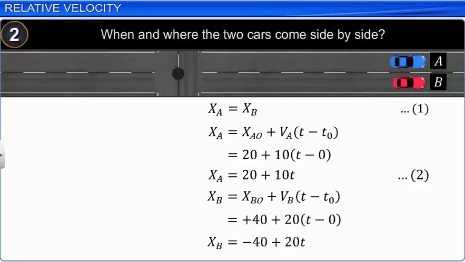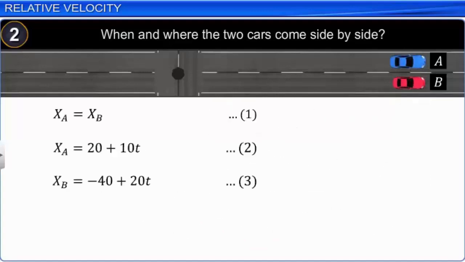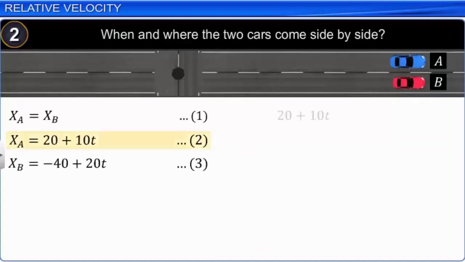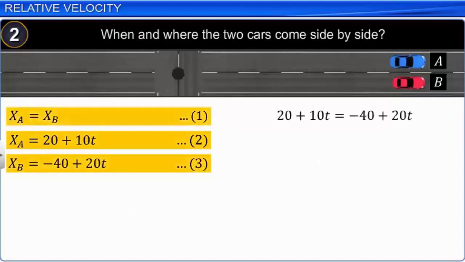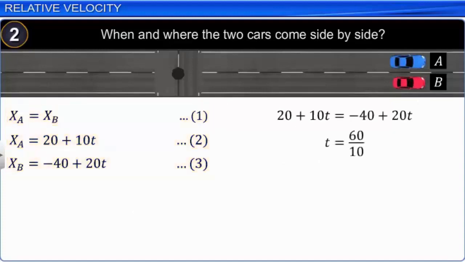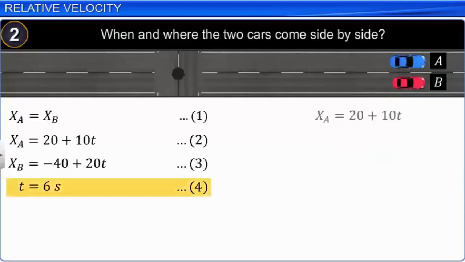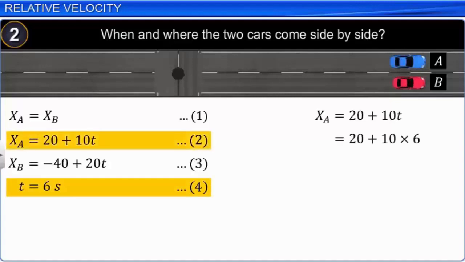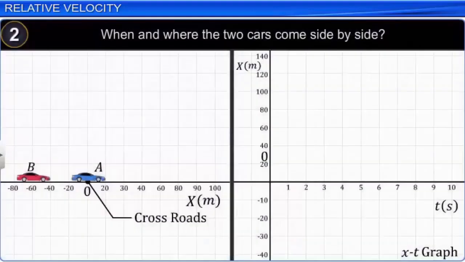Substituting equations 2 and 3 in equation 1, on further simplifying, we get T equal to 6 seconds. This is equation 4. Further substituting equation 4 in equation 2, we get XA equal to 80 meter. The two cars A and B come side by side at 6 seconds when their position coordinate is 80 meters.